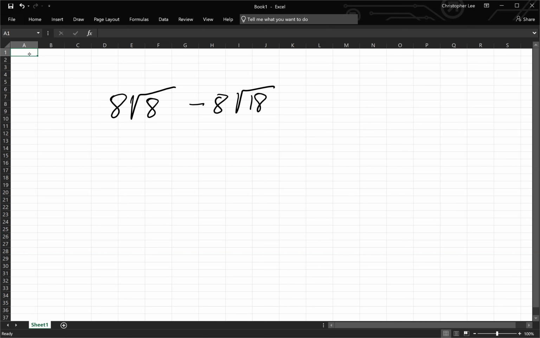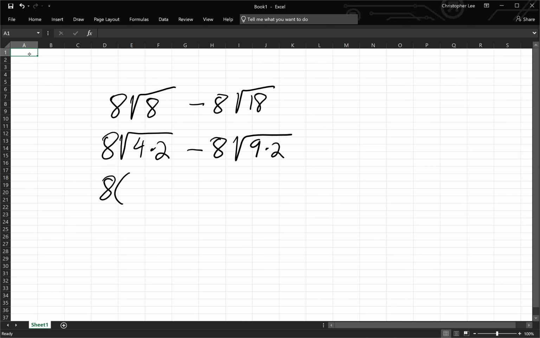All right, so anyway, I have 8 square root 4 times 2, right? Minus 8. How about 18? What does that get broken down into? 9 and what? 2, right? So square root of 9 times 2. And now what's the square root of 4? 2, right? So this is 8, 2, square root of 2, minus 8. And what's the square root of 9? 3, right? And then square root of 2.